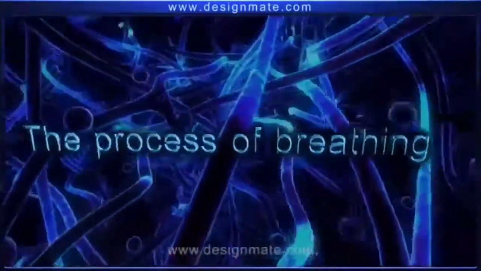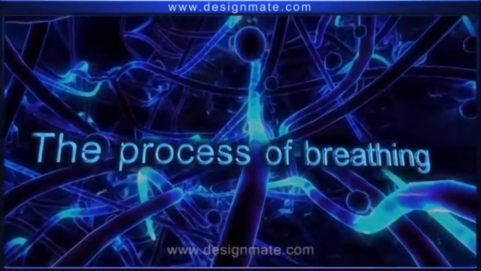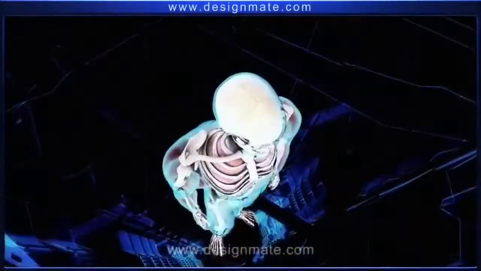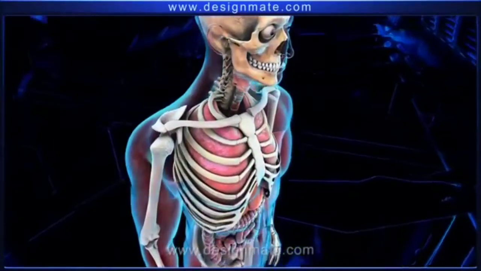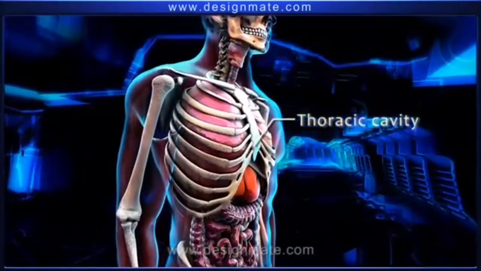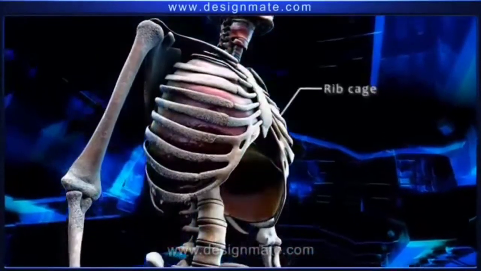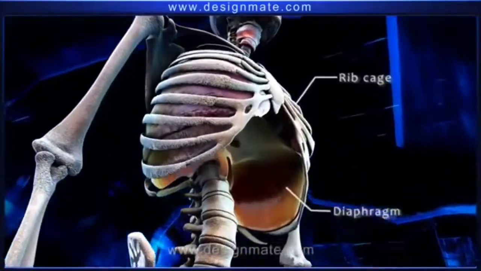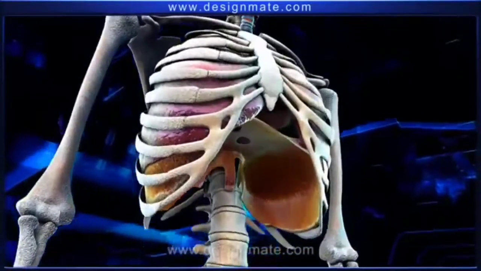To understand the process of breathing. In humans, the main organs responsible for respiration are present in the thoracic cavity. In the thorax region, the rib cage and a dome-shaped fibrous tissue known as the diaphragm are observed.